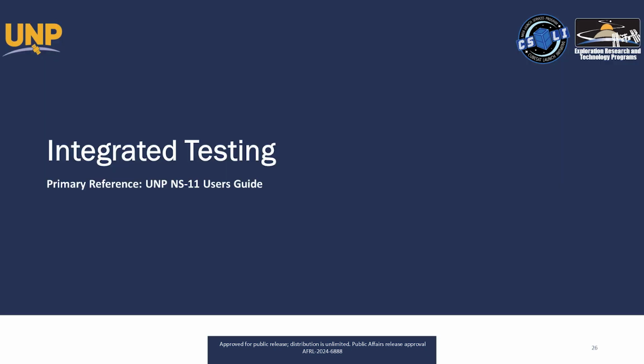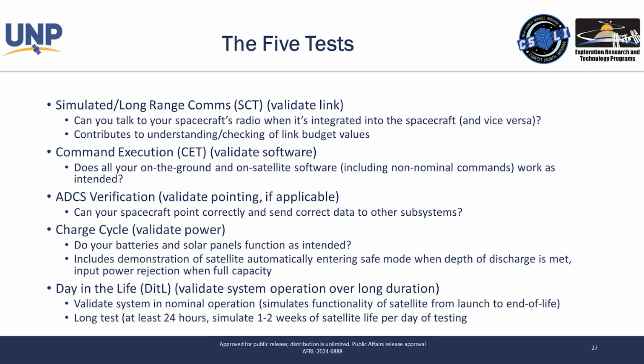So you've assembled, you have integrated, and now it is time to test, although you've been testing all along the way. So the 5 tests that the UNP program office mandates that are just smart to do are simulated long-range comms, command execution, ADCS verification, charge cycling, and day in the life, the big one. So these are the things that prove that when you put your satellite into space, it will do the mission that you need it to do.